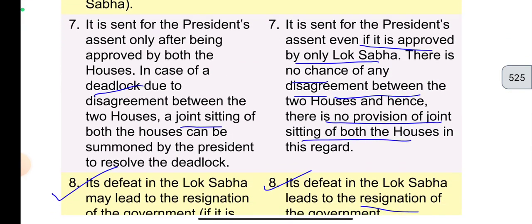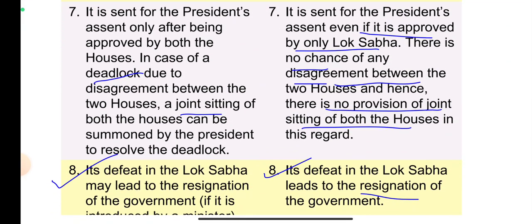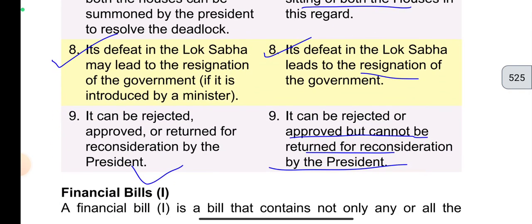Then an ordinary bill is sent for the president's assent only after being approved by both the houses. In case of a deadlock due to disagreement between the two houses, a joint sitting of both the houses can be summoned by the president to resolve the deadlock. And a money bill is sent for the president's assent even if it is approved by only Lok Sabha. There is no chance of any disagreement between the two houses, and hence there is no provision of a joint sitting of both the houses in this regard.